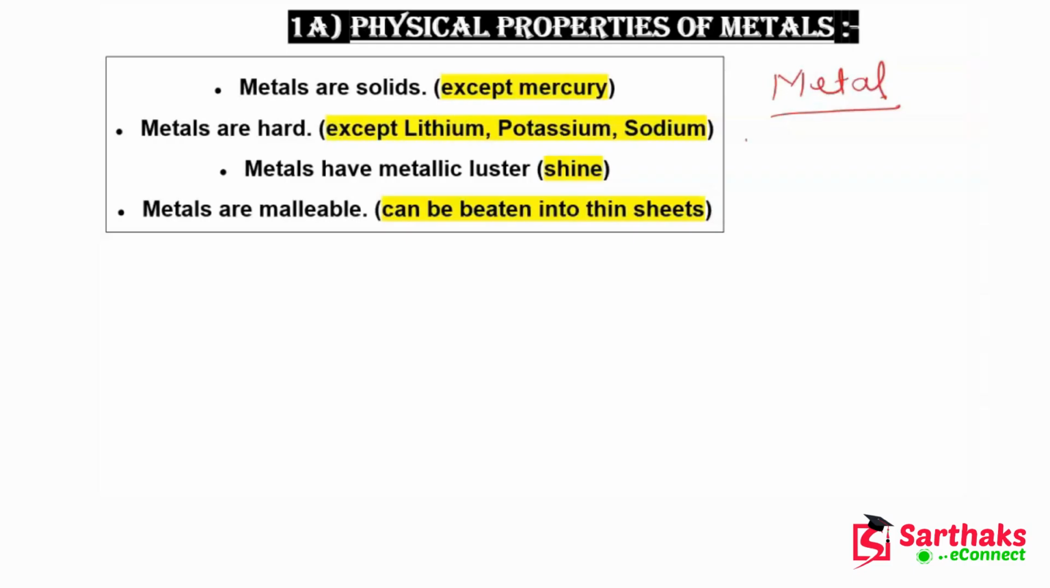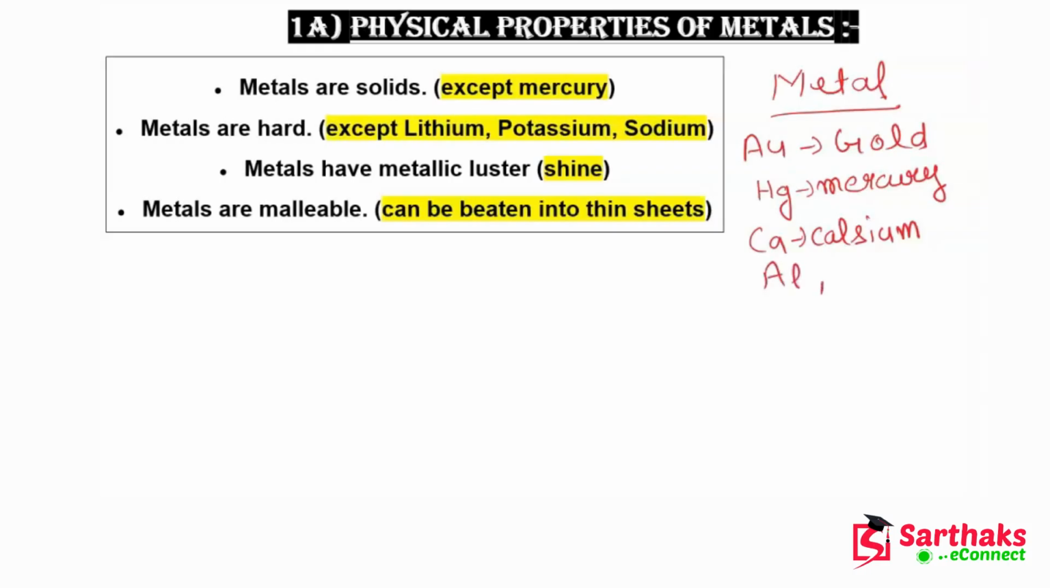So Au, this is gold. This is an example of metal. Now Hg, this is what? This is mercury. This is another example of metal. Now Ca, this is calcium. This is also another example of metal.